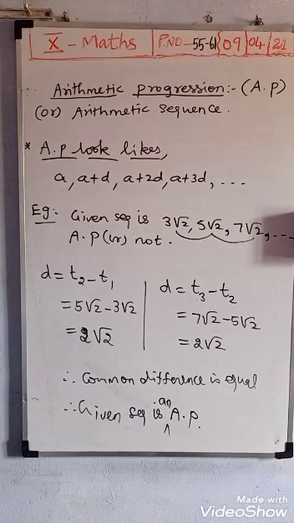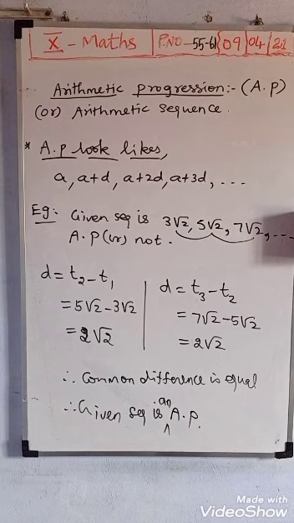Arithmetic progression. So if any sequence is given and the question asks to find whether the given sequence is AP or not, it means you want to check the common difference. Whether the common difference is equal, then it is called an AP, or else it is not an AP. If even one difference doesn't come equal, it is called not an AP. Like that you want to check. So see next.